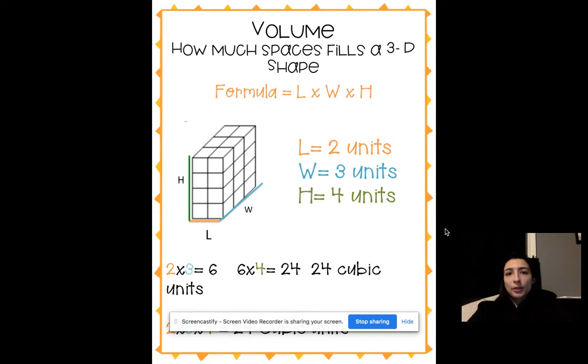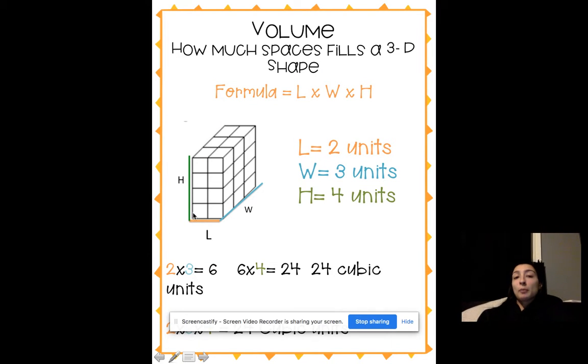Some of us had trouble with volume. So I wanted to review our volume and give you guys another way to solve it. As we remember, the volume is how much space fills a 3D shape, or what we also call a solid shape. So this would be our solid shape, and we want to find out how much we can fill inside of the shape.